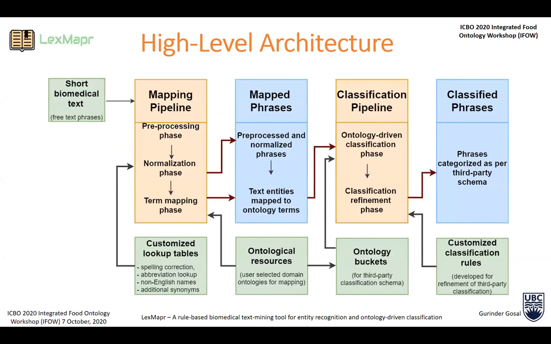If we look at the high-level architecture of LexMapper, there are two key components: the mapping pipeline and the classification pipeline. When we input a short phrase to the mapping pipeline, it goes through successive phases, the pre-processing phase, normalization phase, and term mapping phase, before being mapped to the ontology terms.